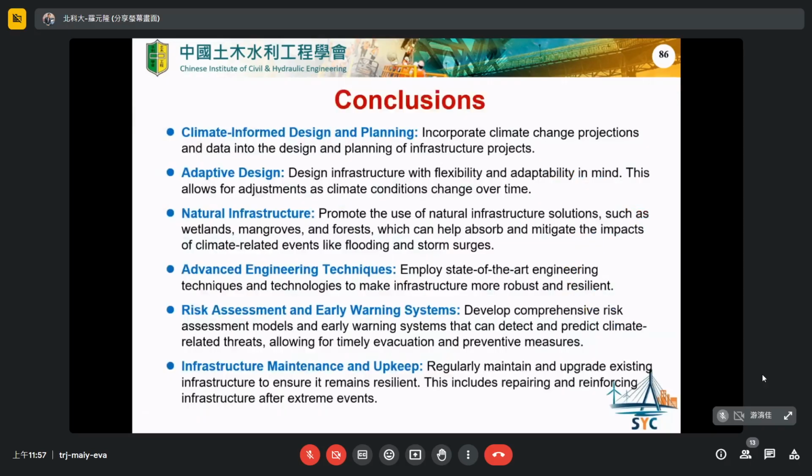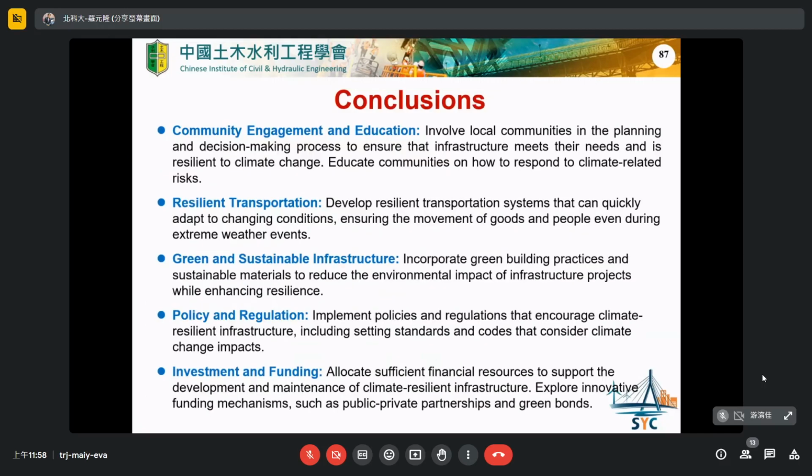Okay. So here come some of my conclusions. I think in the future, if we want to make decisions corresponding to global climate change, climate-informed design and planning is necessary, as well as adaptive design and natural infrastructure. It means that we can consider using natural materials, and we have to develop advanced engineering technologies. And the most important is that a risk assessment and early warning system is needed, and infrastructure maintenance and upkeep. And then community engagement and education.